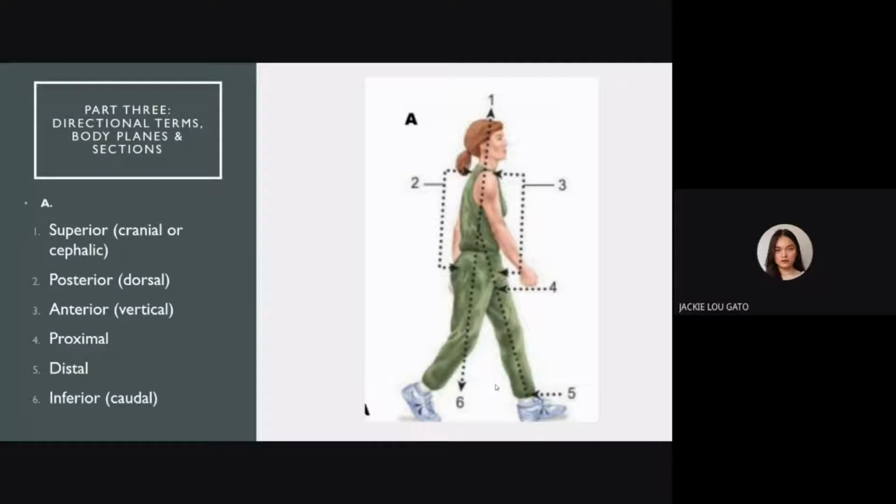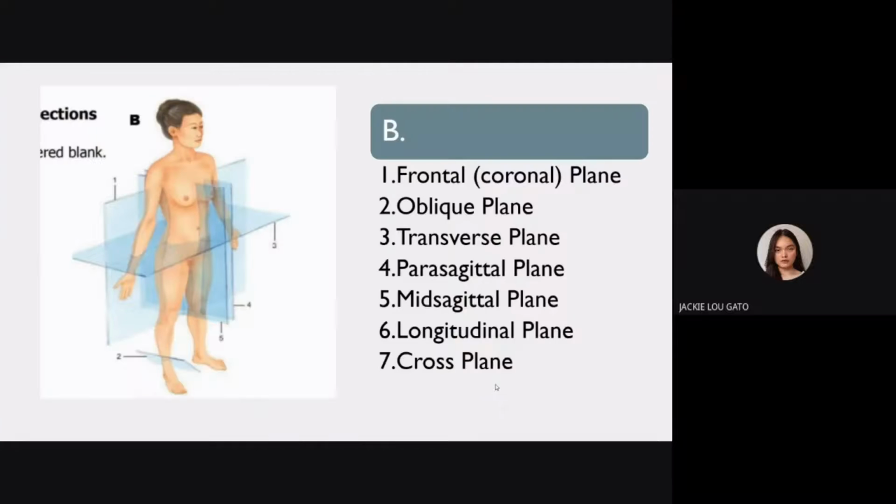Please, next slide. Next is for the letter B. This is the anatomical planes of the body. Our first answer is frontal or coronal plane, which is located at number 1. It is the vertical plane running from side to side, and it divides the body or any of its part into the anterior and posterior portion.